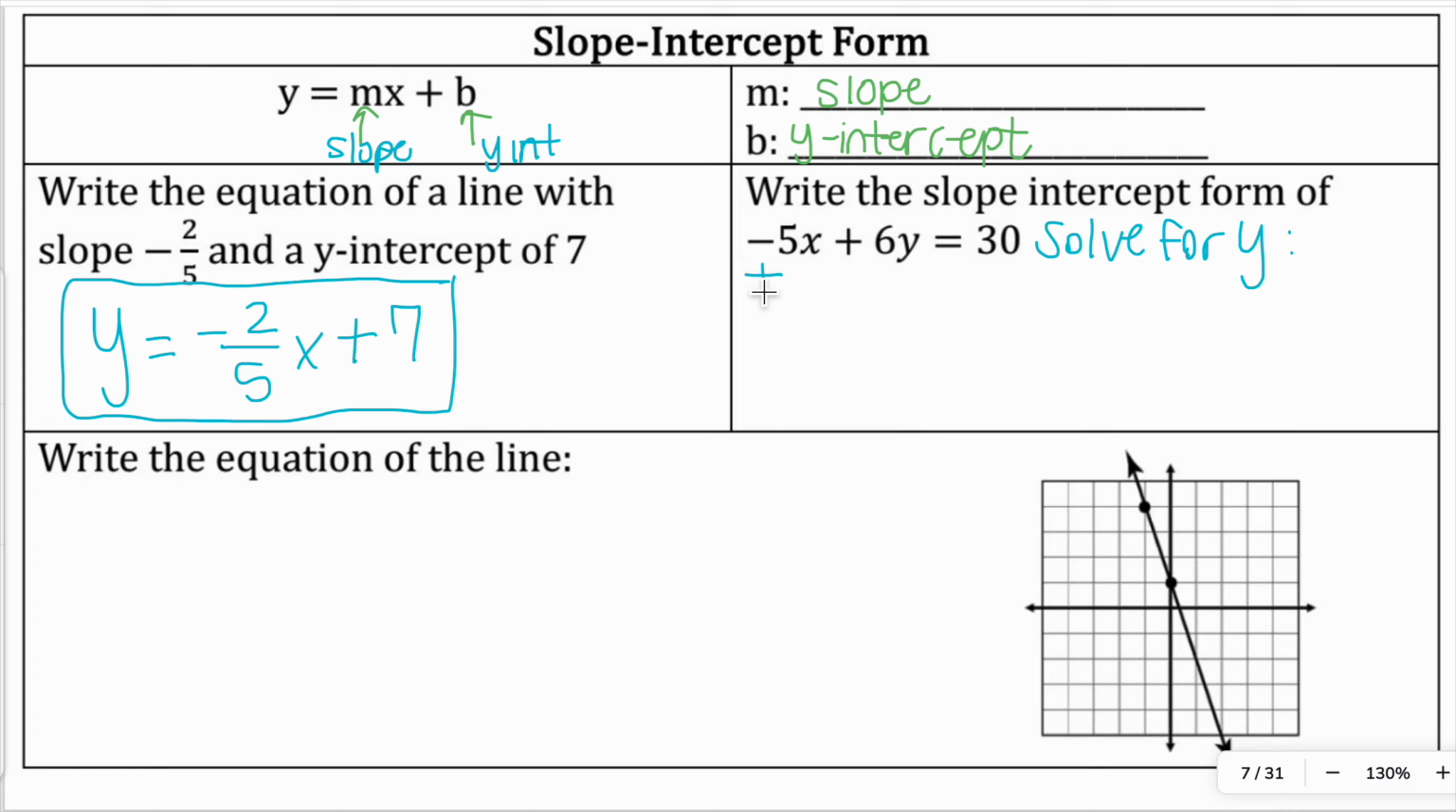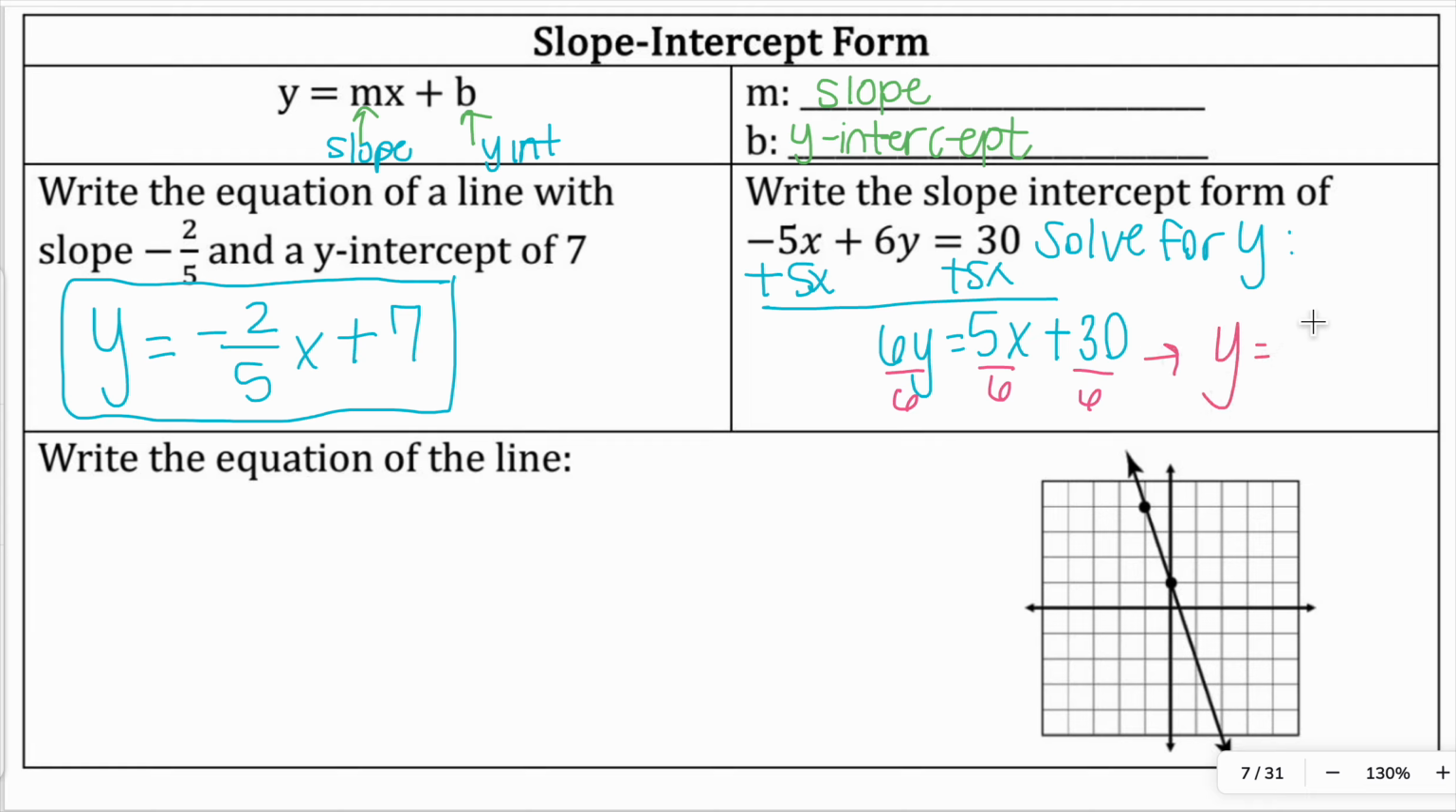So one way I'm going to do that is I'm going to add 5x to both sides first. So I would get 6y is equal to 5x plus 30. Again, I'm pushing that x in front so it can be in slope-intercept form. And then my next step here is to get y by itself, I'm going to divide everything by 6. So that's just going to make it be y is equal to 5 over 6x plus 5.